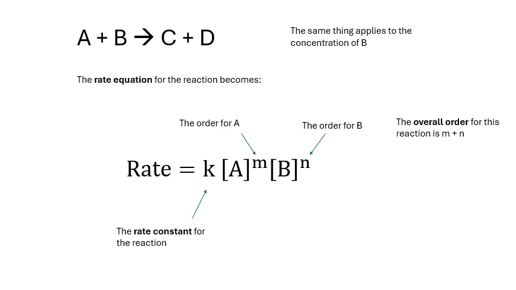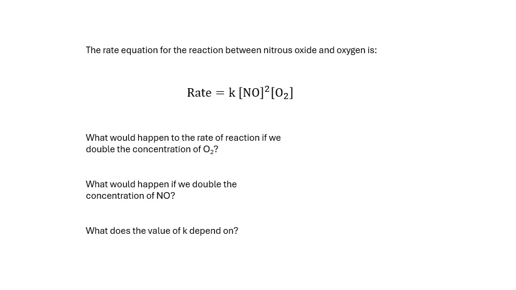The overall order is M plus N, and that will be important later on. Knowing what the overall order is, you just add them together. So here's a nice simple little question for you to have a go at. The rate equation for the reaction between nitrous oxide and oxygen is that. Have a read, have a go yourself, and then I'll go through the answers in 3, 2, 1.